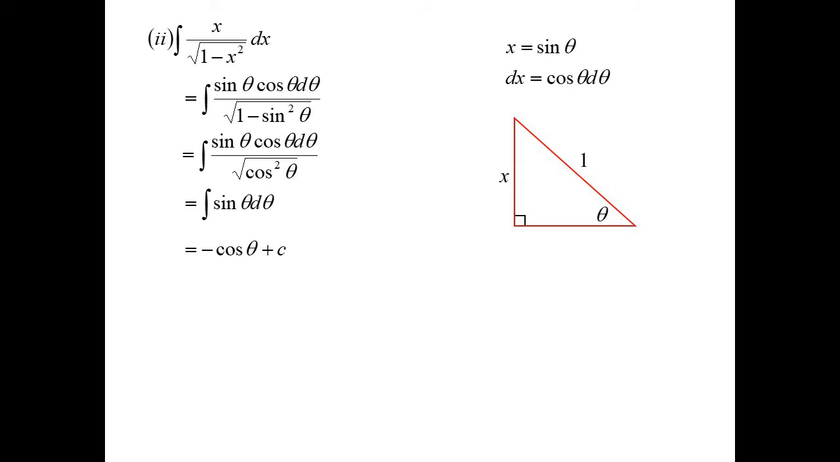Draw up a triangle so we can substitute back in. So x over 1, not the hypotenuse, the opposite side, and the adjacent side is the square root of 1 minus x squared. Subbing back in, I get minus the square root of 1 minus x squared plus a constant, a rather long way of doing that one.